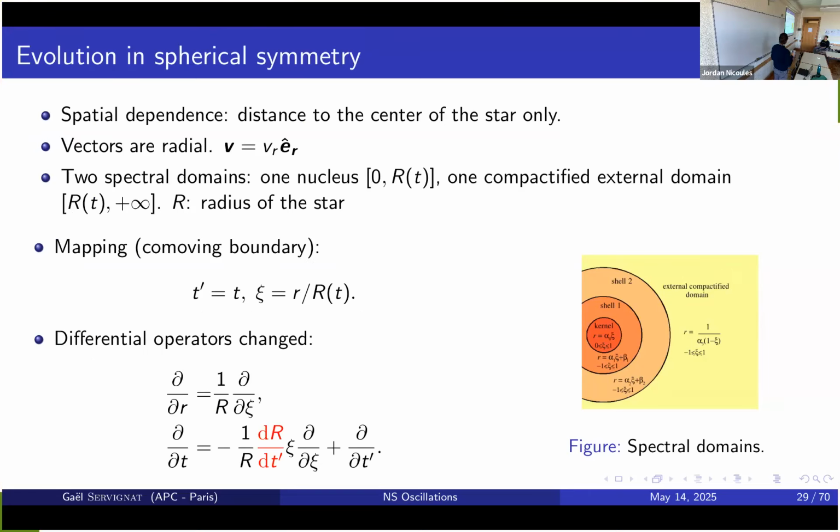So spherical symmetry, everything is radial, depends only on one variable. And the first trick that we implement is that we introduce a mapping, which tells you how the numerical variable in every domain is related to the radial variable, which is physical.